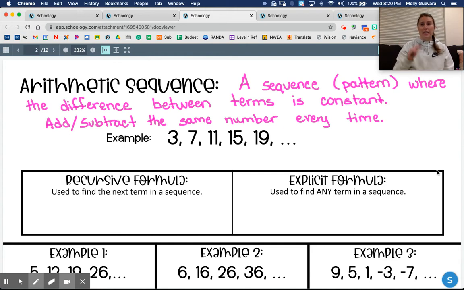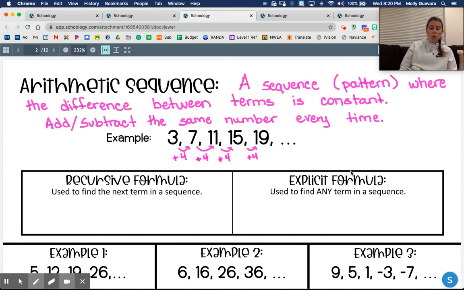If I did like 0, -2, -4, -6, that would be an arithmetic sequence because I'm subtracting 2 every single time. So here in this example, to go from 3 to 7, I'm adding 4. Then 7 to 11, adding 4. Then 11 to 15, adding 4. And I can keep going, 15 to 19, adding 4. Because I'm adding 4 every single time, this is an arithmetic sequence.